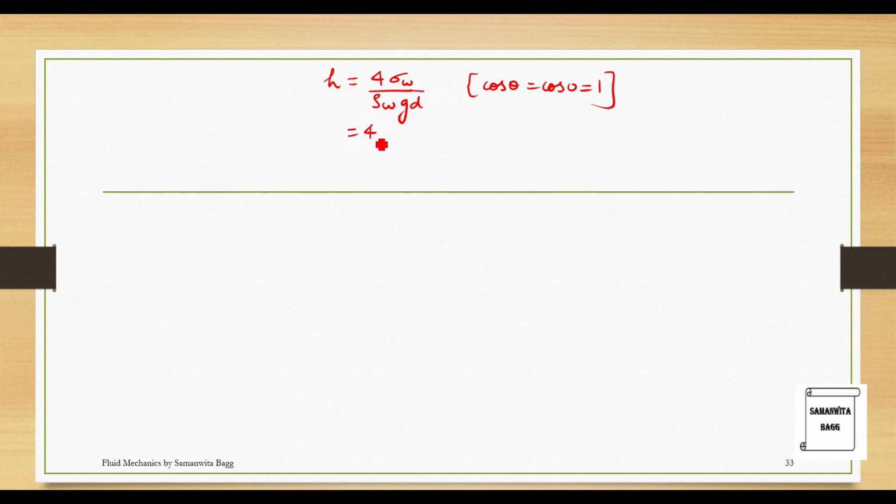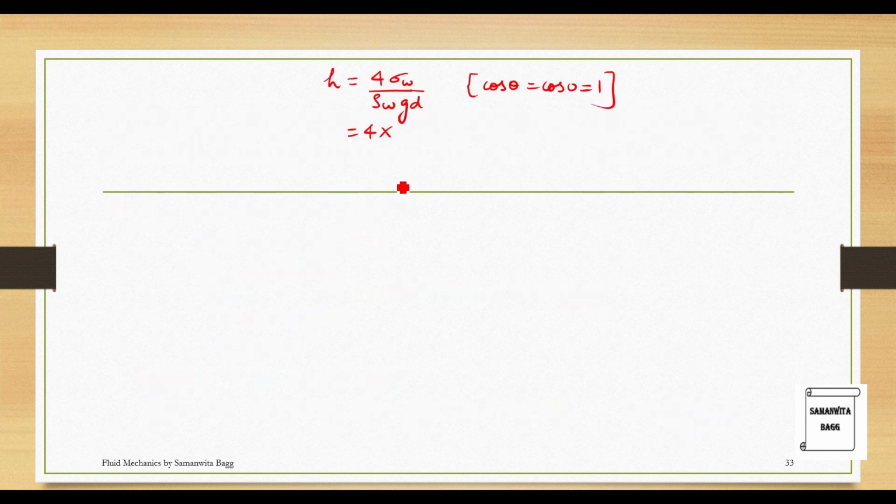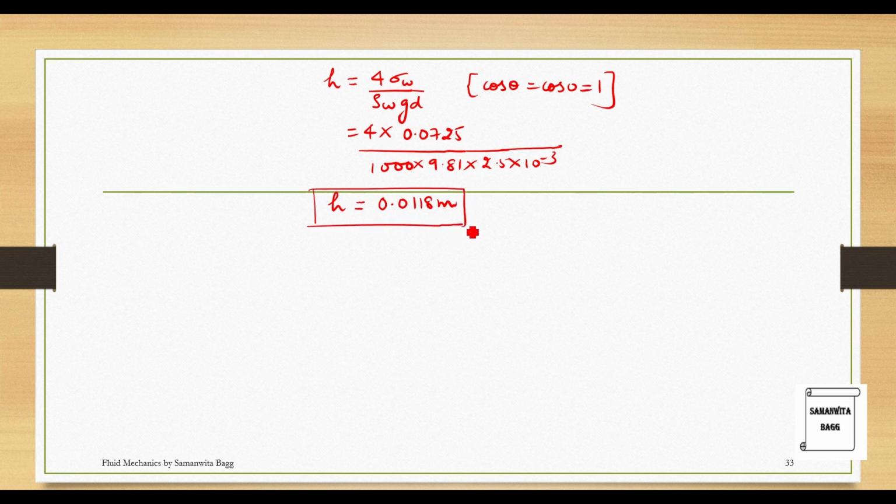So when I substitute, this becomes 4 into sigma for water is 0.0725. Rho of water is 1000. g is 9.81. And the value of diameter is given 2.5 into 10 raised to minus 3. So the value of h turns out to be 0.0118 meter. So this is the first answer.